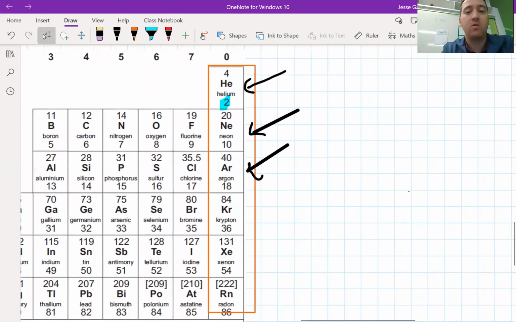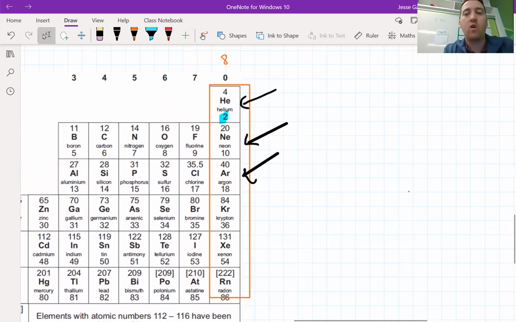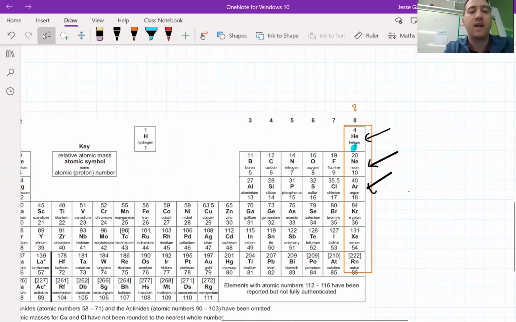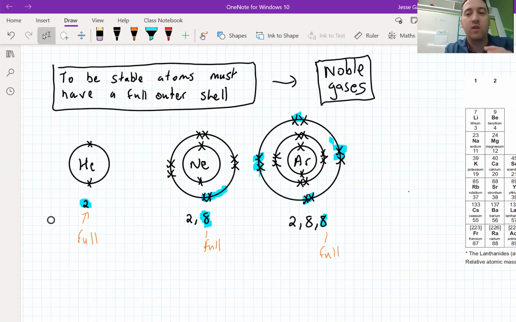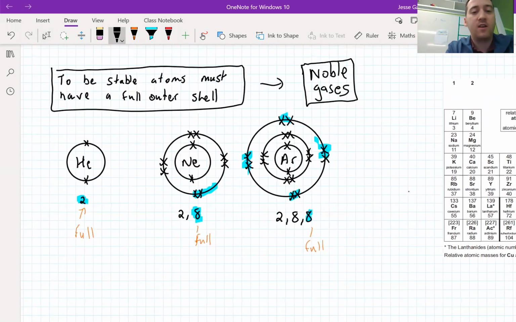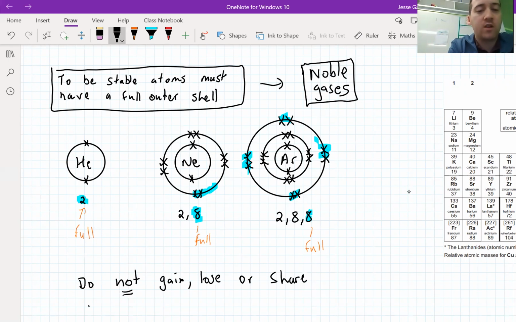They are very stable and they don't do any chemical reactions. You'll notice that none of the word equations we've written so far involve helium, neon, or argon. That's because they don't actually react, because they are already very stable. When atoms do a chemical reaction, they're trying to end up with enough electrons to have a full outer shell, like these. So these noble gases do not gain, which means get more, lose, or share electrons with other atoms.